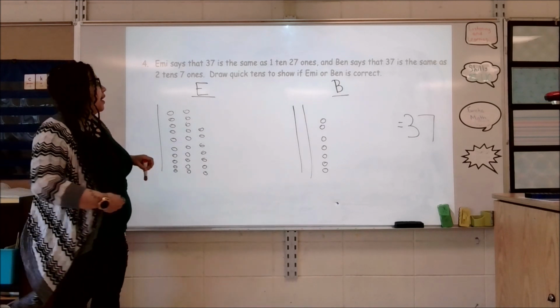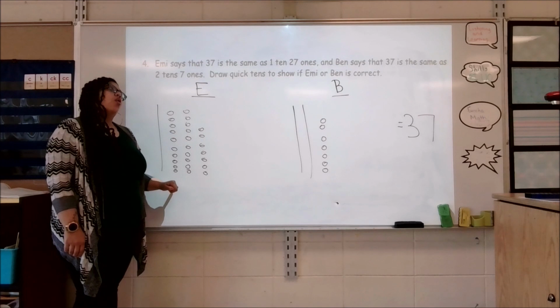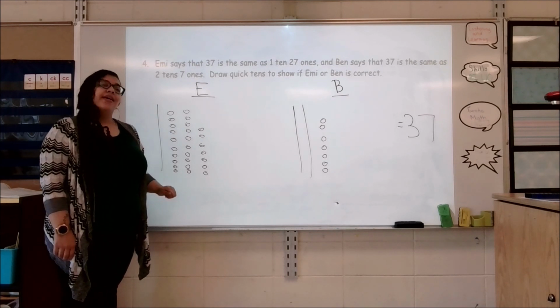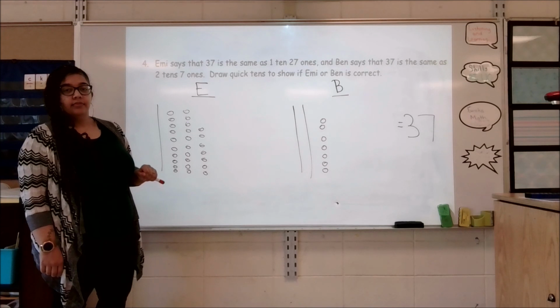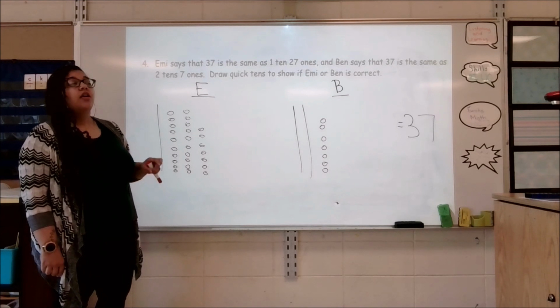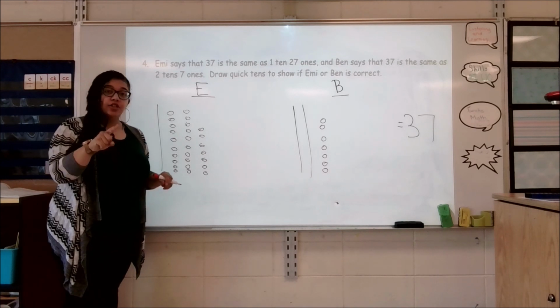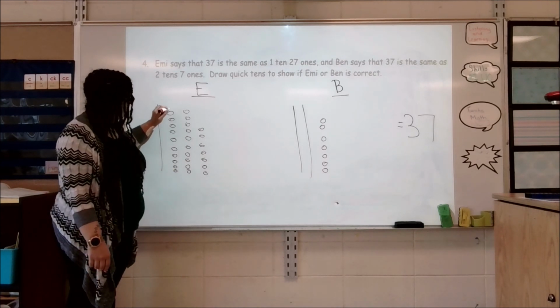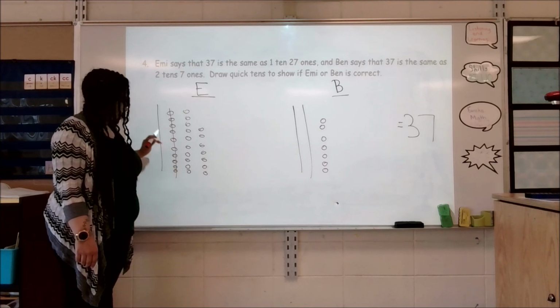I made groups of 10. Good. Now, what do we usually do in a picture to show groups of 10? We either circle it or draw a line through it. Good. Let's actually draw a line through it this time because we're trying to mirror quick 10.